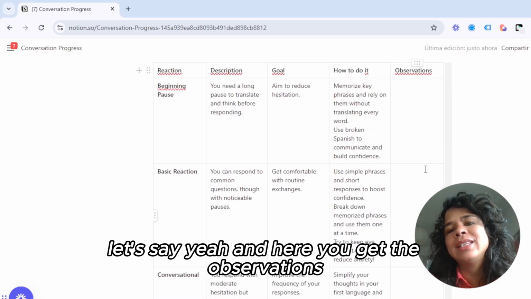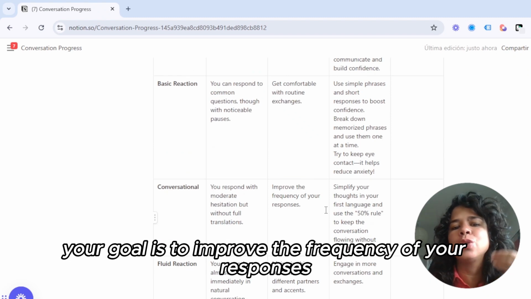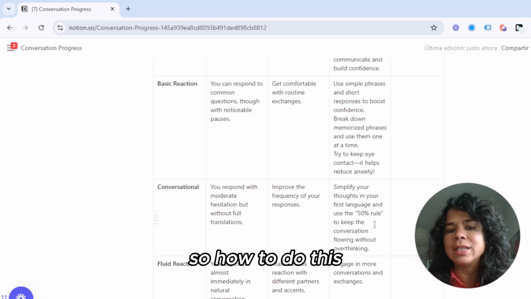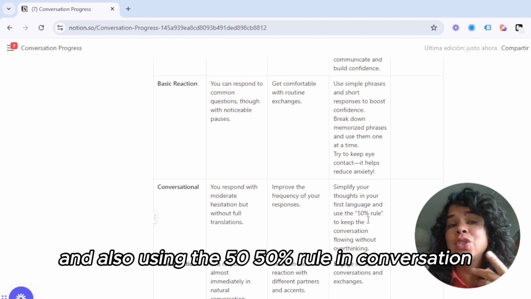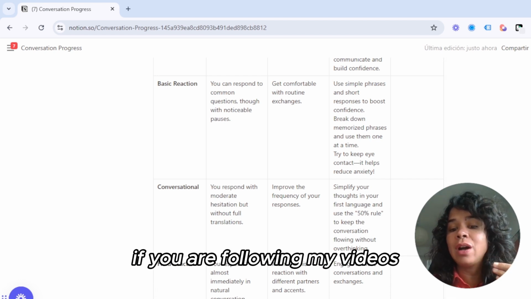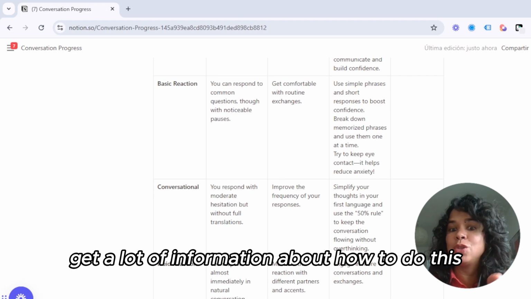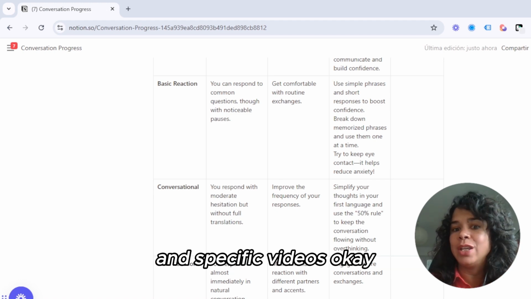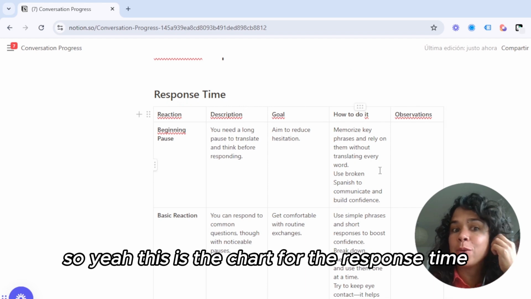And here you get the observations. So you might get things like your goal is to improve the frequency of your responses. So how to do this? Simplifying your thoughts in your first language and also using the 50-50% rule in conversation. If you are following my videos, you're gonna get a lot of information about how to do this in specific videos, okay? So yeah, this is the chart for the response time.